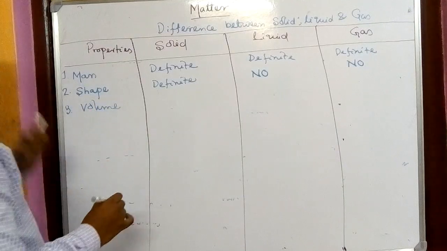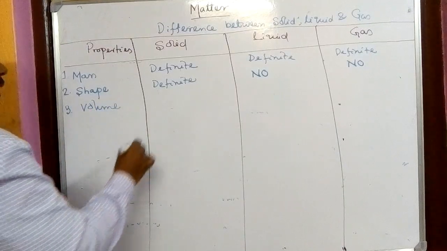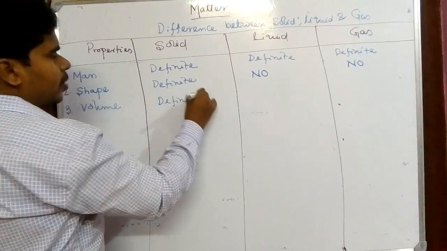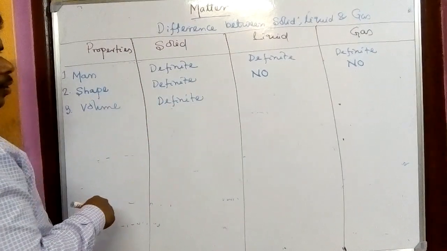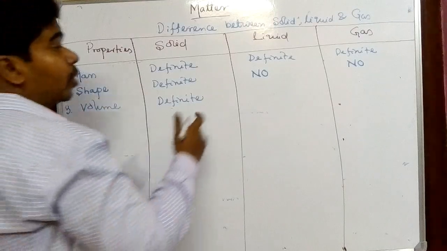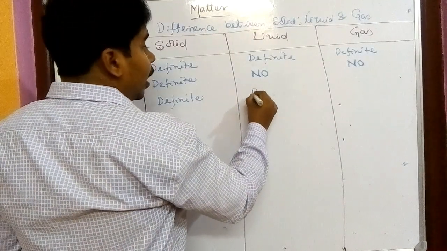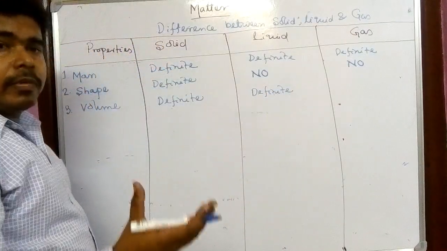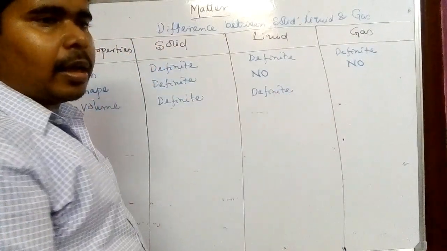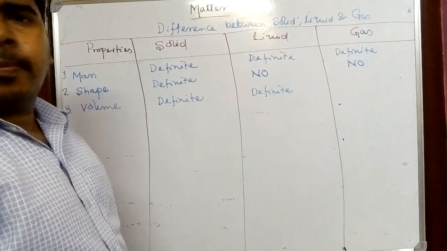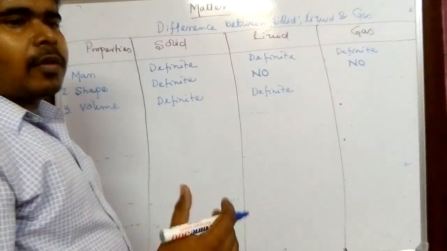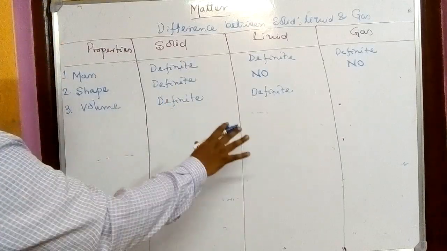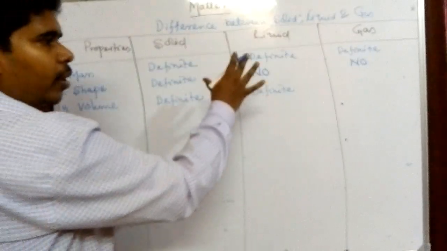For volume, if we see solid, it should have a definite volume. Every solid substance has a definite volume. If I'm talking about liquid, it also has a definite volume. It means the amount of liquid, if you put it in any container, the volume should be constant. If you change the container, the volume of liquid does not increase. So volume is definite for a liquid also.